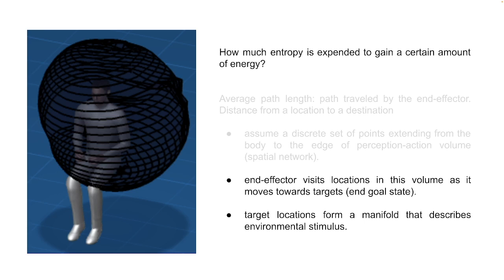And so then we can think about this in terms of our end effector or our arm being able to visit locations in this volume. The edge of the volume relative to the individual is the end goal state. So they have to pick some end goal state along the surface of this manifold, and they reach towards it, and they have to basically figure out how to do that. And so then the target locations that we take form a manifold that describes our whole environmental stimuli.